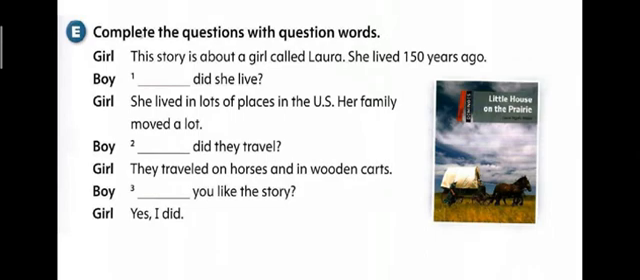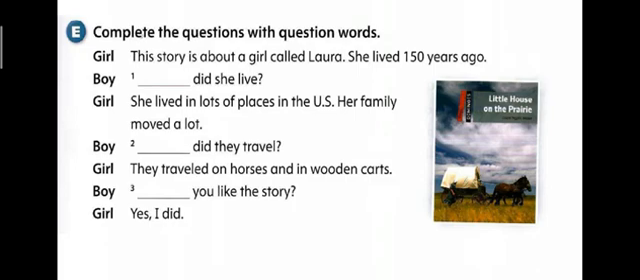Let's complete the questions with the question words. This story is about a girl called Laura, and she lived 150 years ago. Whoa. Did she live? We need a word starting with WH, like what, where, who, how. Oh, we're asking about the place. So where did she live? Yes, that's correct. The answer is she lived in lots of places in the US. Her family moved a lot. That's pretty easy. When you ask about a place, you use where.